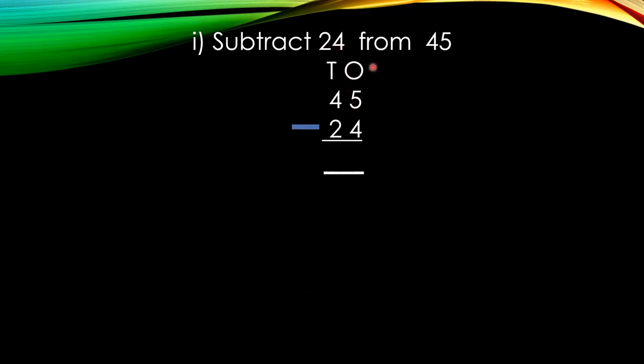So we will start from our ones place. Keep 5 in your mind and 4 on your fingers. Now we have to do backward counting. Let's start: 4, 3, 2, 1. So we will write 1 here in the ones place column.